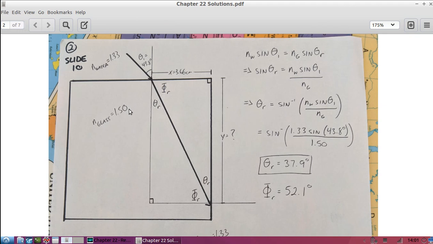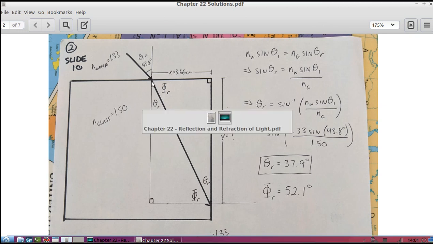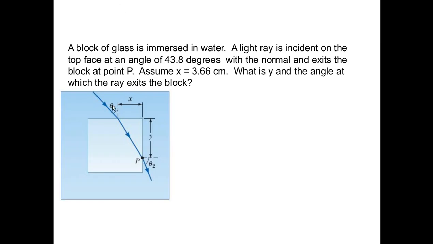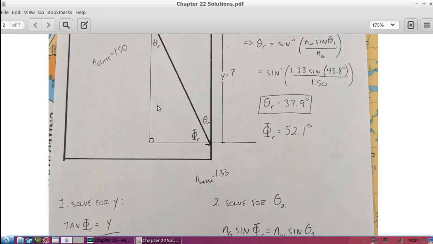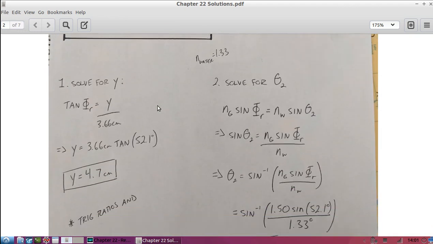So I'm going to use Snell's law here. Right? They give me the incident angle. It's 43.8 degrees. So theta 1, this angle right here, is 43.8 degrees. So I'm going to break the notation here just a little bit. I'm going to call this theta r. Right? So this is my first refracted angle. Okay.